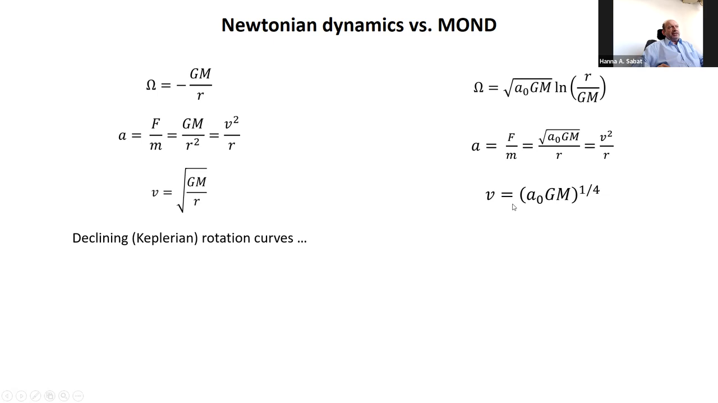Now, if you take the square root of the equation, you get V equals (a naught GM) to the power 1/4. If you take it the other way around, raising it to the power 4, you see that the mass is proportional to V to the power 4, which is compatible with the Tully-Fisher relationship, assuming that mass and luminosity are directly proportional. To me, there is a problem with that also, because why should the mass and luminosity be proportional to each other in galaxies? But that's another question I'm not going to discuss in this talk. So simply using this modification, we get the flat rotation curves that we observe in disk galaxies, or spiral galaxies.